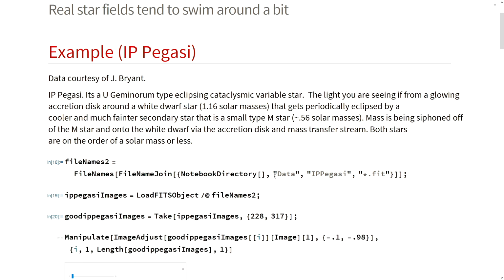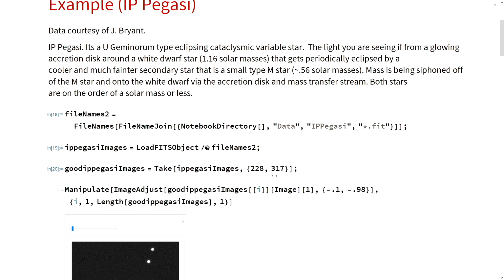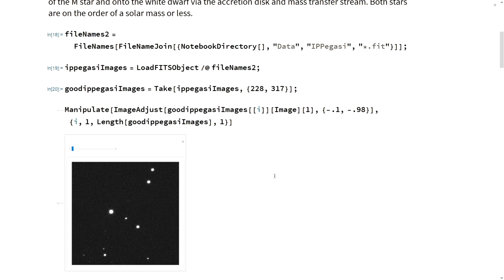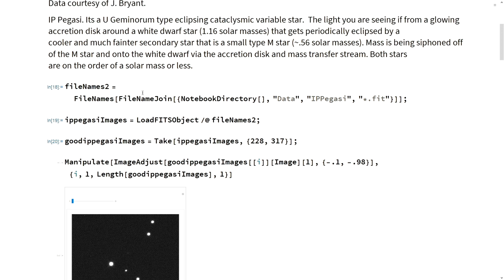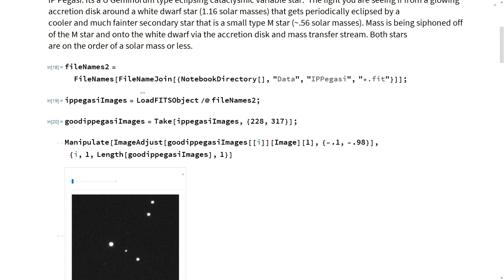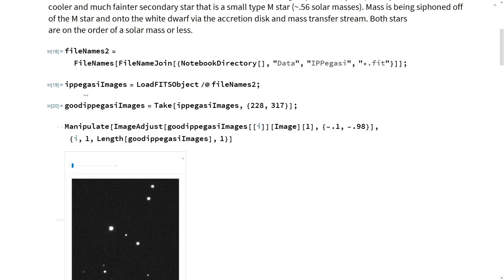My colleague Jeff here has graciously loaned me some of the images that he took during his graduate work of variable stars. This is not a Cepheid. It's an eclipsing cataclysmic variable star. And this is what it looks like. You can see it fade in and out there. It's right there in the center. But it's also kind of swimming around.